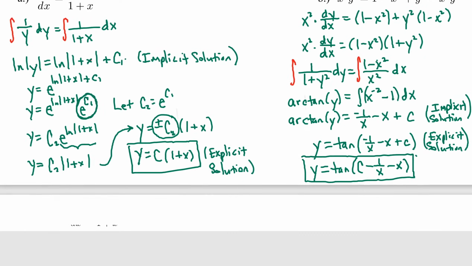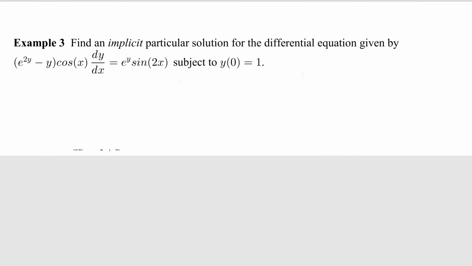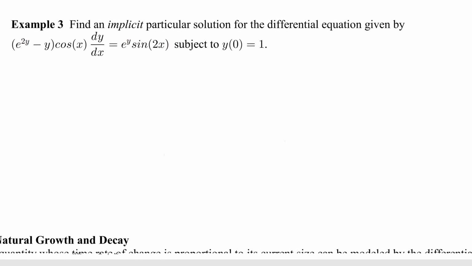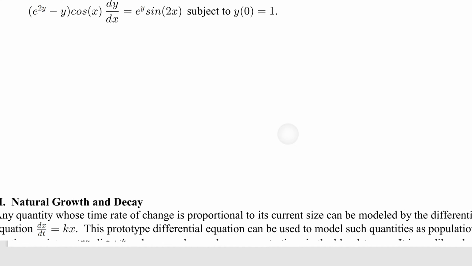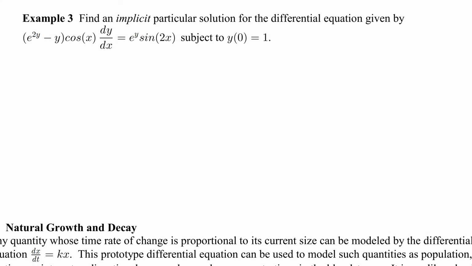So let's do one more example practicing this new technique of separation of variables. In Chapter 1, we're simply looking at different patterns of equations and looking at different processes for solving differential equations. Example 3 says find an implicit particular solution for the differential equation given by e to the 2y minus y cosine of x dy over dx equals e to the y sine of 2x subject to the initial condition y of 0 equals 1.